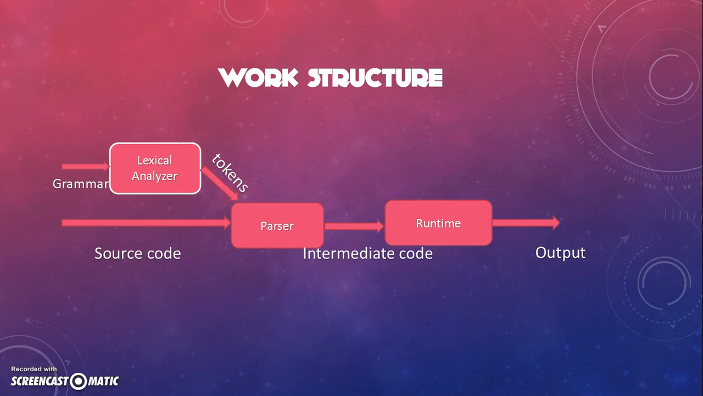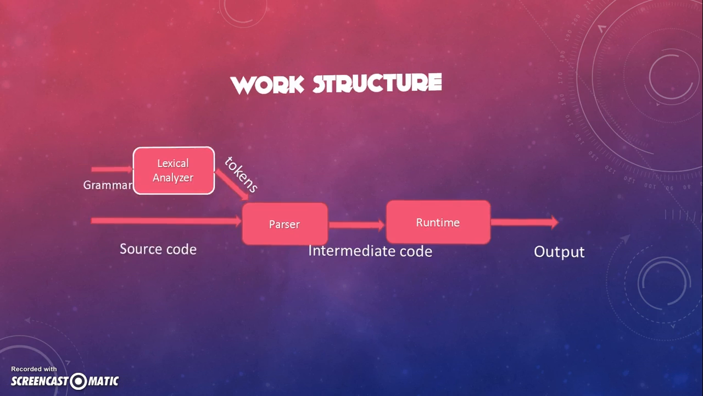Now the user writes the source code and the grammar tokenizes it using our lexical analyzer. Then the parser converts all the tokens and then groups them into intermediate code. Now this intermediate code is interpreted by the runtime and converted into the output.